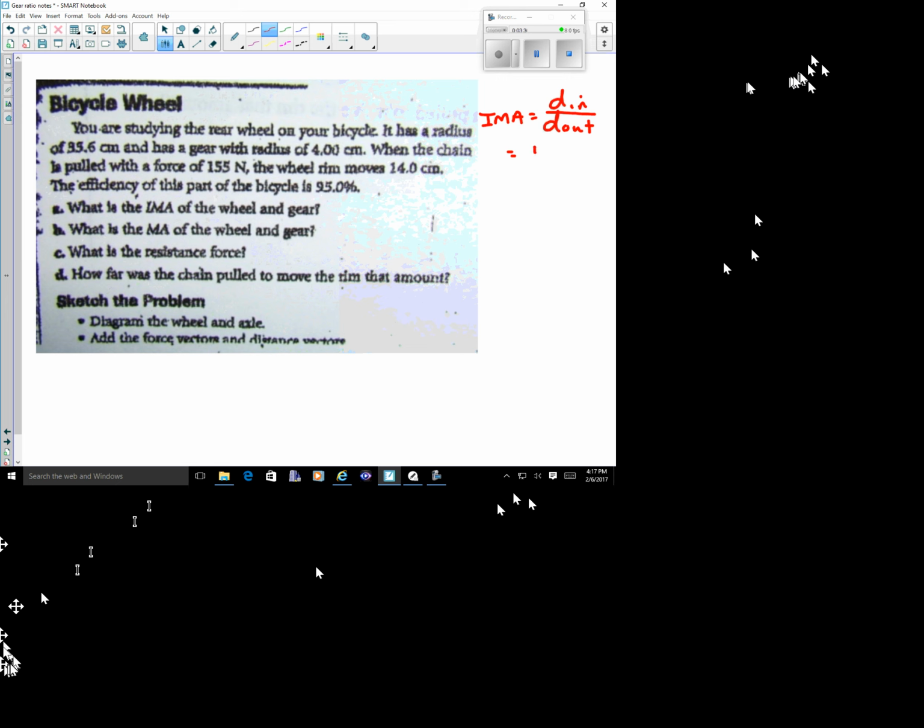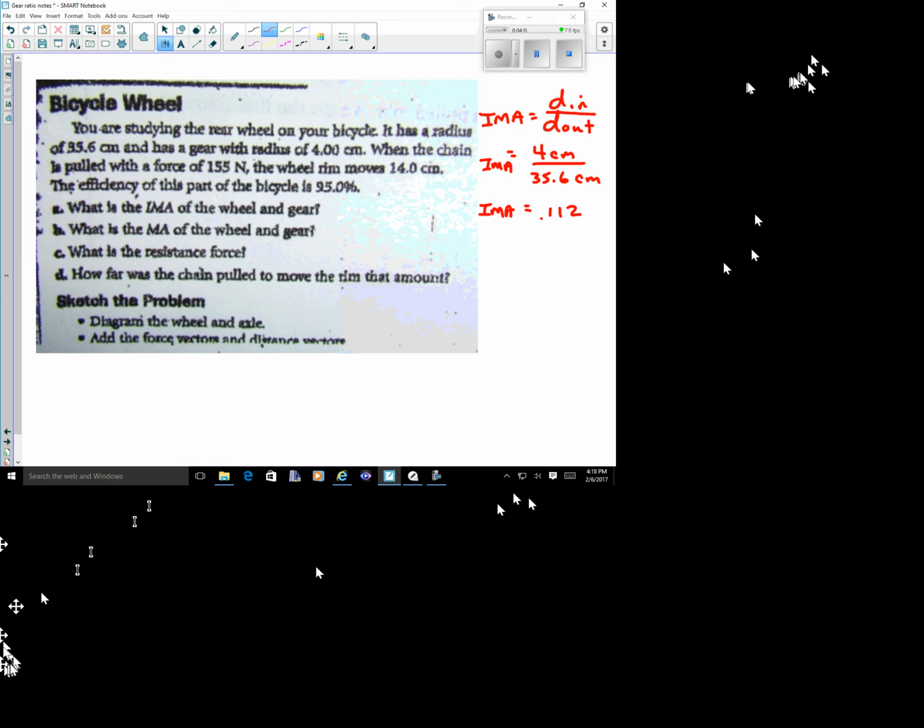So we have a gear that has a 4 centimeter distance or radius, and the distance out comes out on the wheel. So once again, the chain puts it in on the gear, the distance comes out on the wheel. The wheel is 35.6 centimeters. And so your ideal mechanical advantage, now this is going to be extremely strange to you here, ends up being 0.112. Now, you got to remember that when we're talking about mechanical advantage, if I said mechanical advantage was 2, that means it's twice as easy.